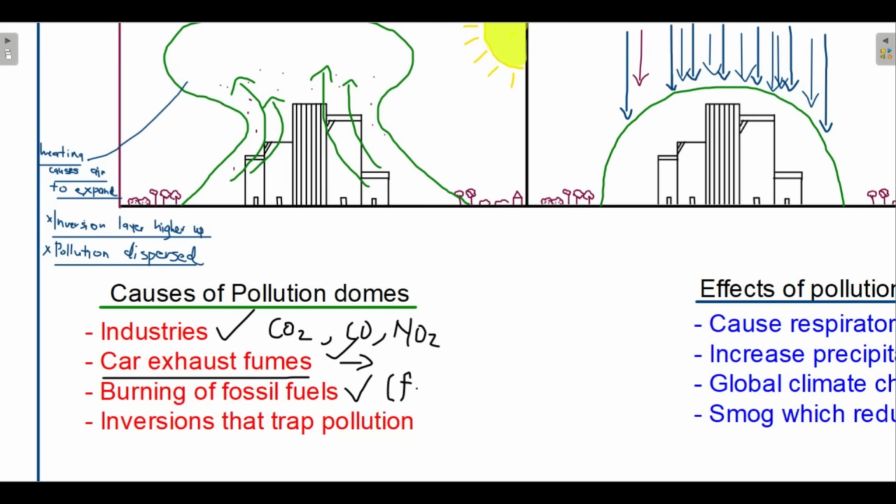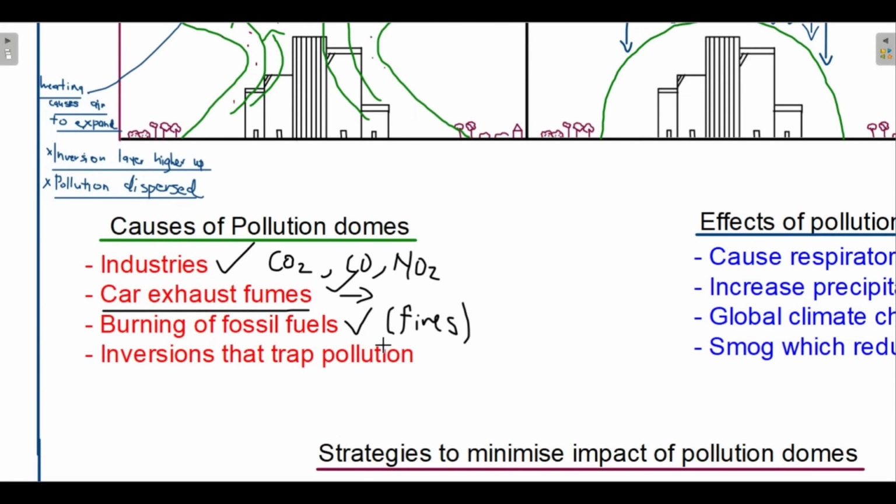Okay, you have fires where we are burning trees. There could be industrial processes. So it could be many different types of scenarios, but the main point is that we burn fossil fuels, which release these pollutants into the atmosphere.